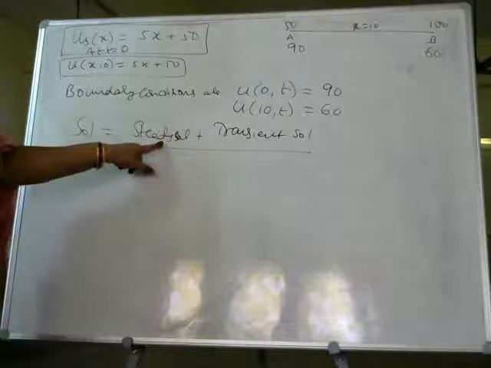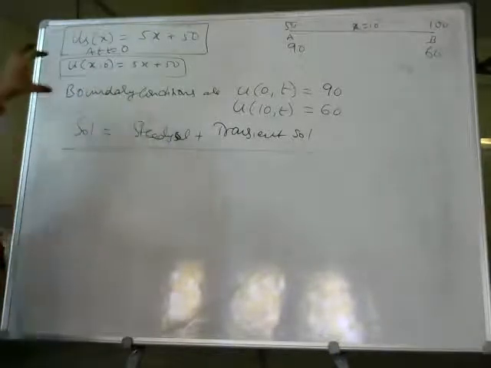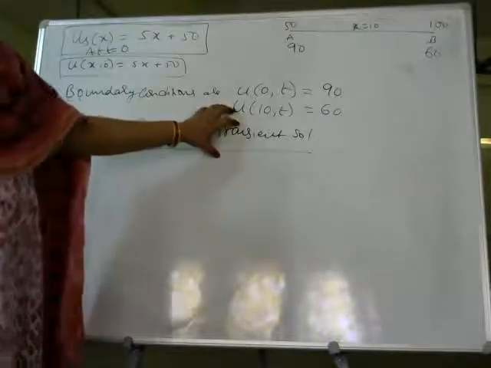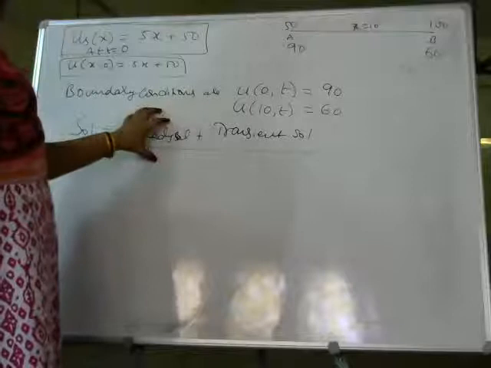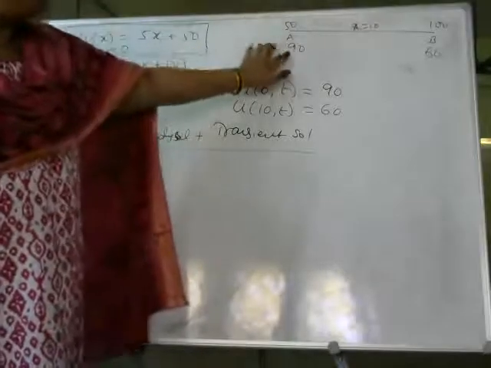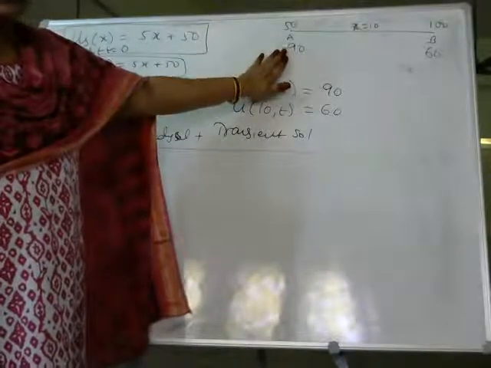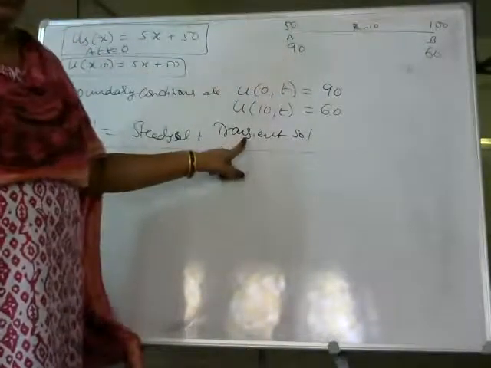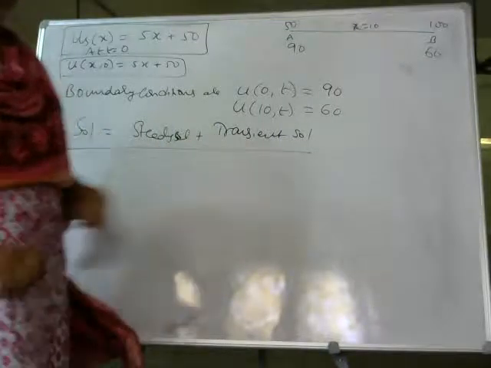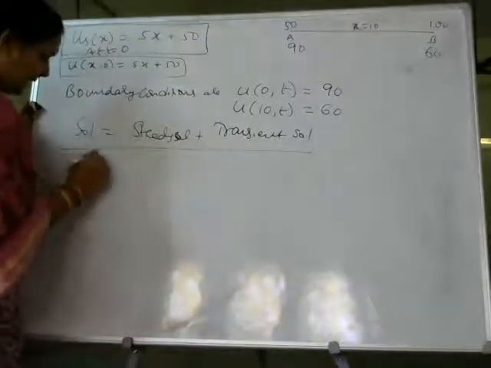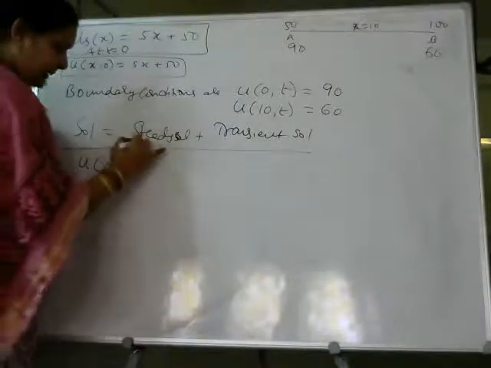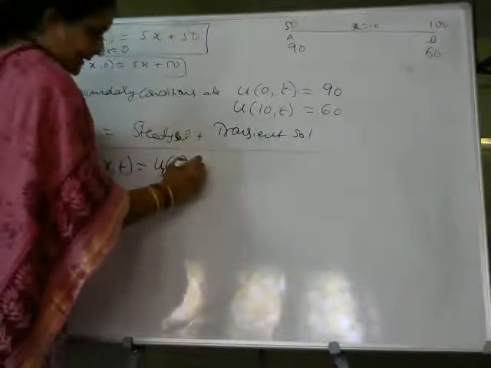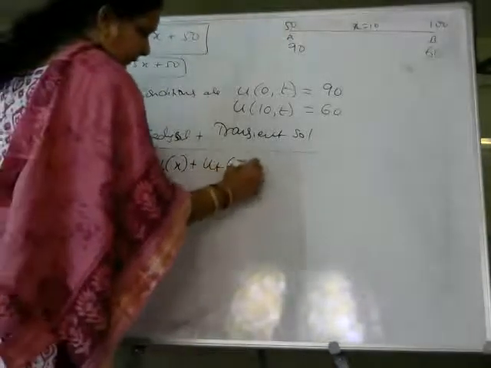So we are splitting the solution into two parts, steady state as well as transient state. Steady state solution means after the change to the new temperature, again it is kept steady. While the temperature is changing, that solution is called the transient solution. I hope you understood till here. Now how do we write it? We write the solution u at x comma t as the steady state solution us at x plus ut at x comma t.